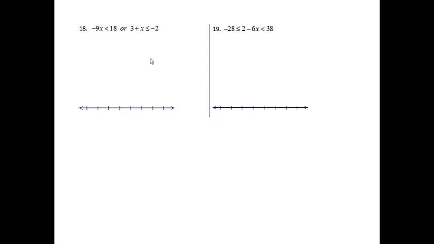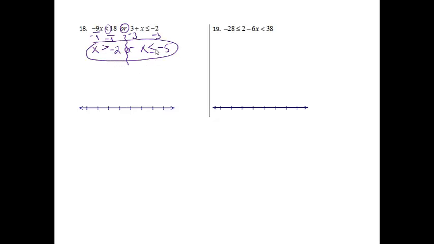Okay, number 18. Again, we've got an or, so we know we're going to treat this as 2 separate problems. To solve the first one, I'm going to divide both sides by negative 9 because that is multiplication. And we'll get x, 18 divided by negative 9 is negative 2, and I divided by a negative number, so I need to switch the way that the inequality is going. Right? Then to solve the right one, we'll subtract 3 from both sides, so we'll get x is less than or equal to negative 2 minus 3 is negative 5. And it was or, so we'll keep an or in there, so that's my answer.